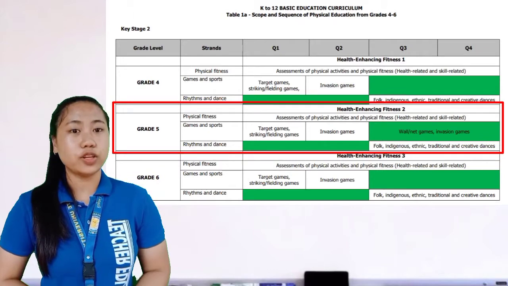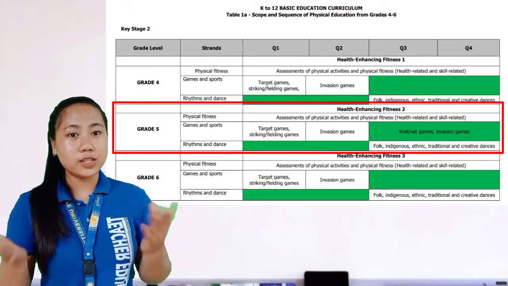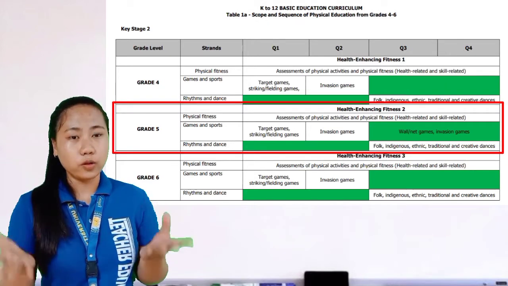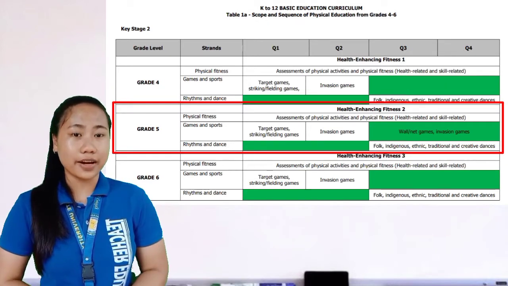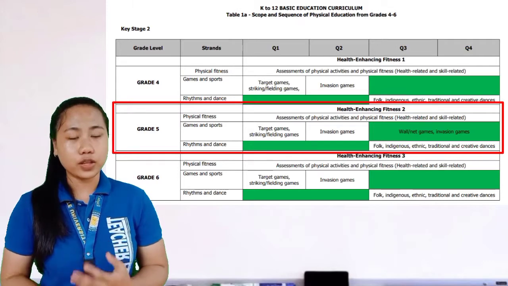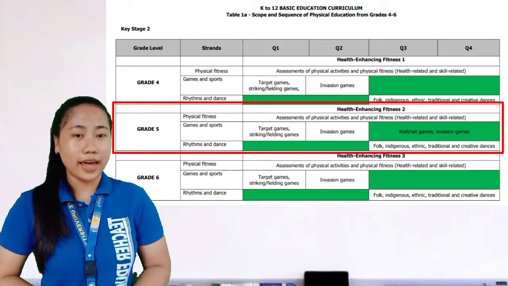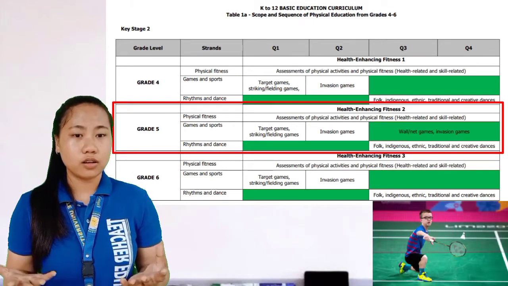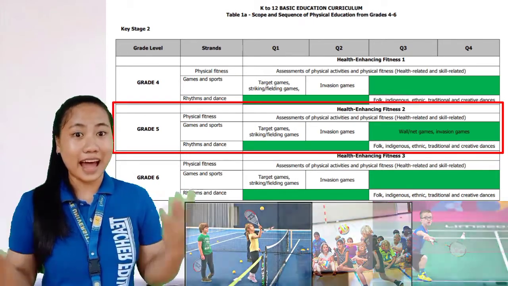And when they move to the third and fourth quarter, it's all about some wall or net games and invasion games. When we say wall or net games, these are kinds of games wherein you need some walls or net to play this kind of activities such as badminton, volleyball, tennis, and others.